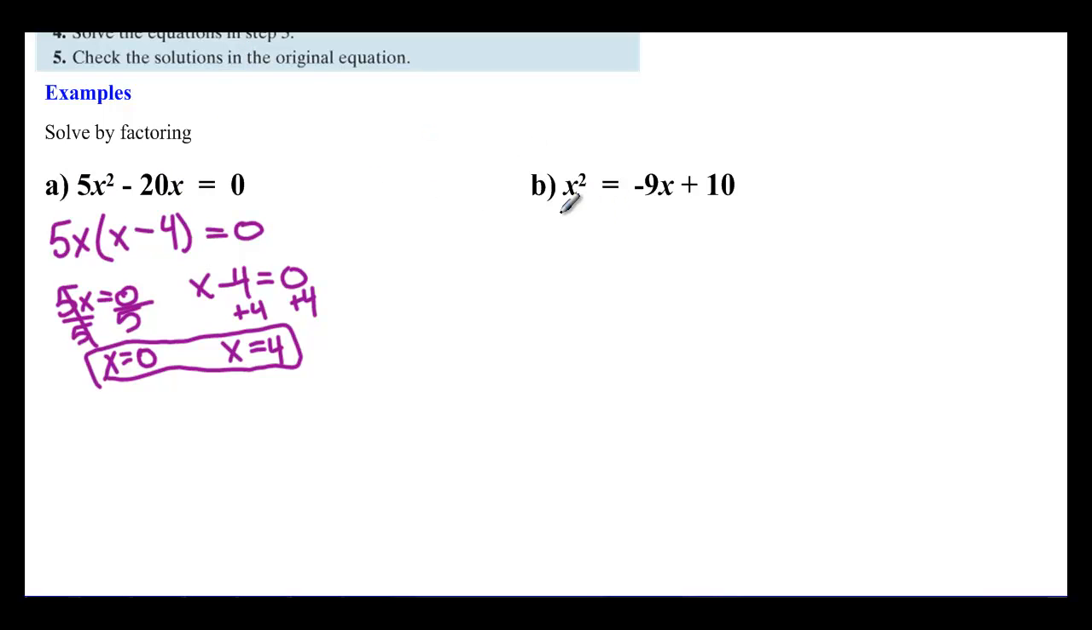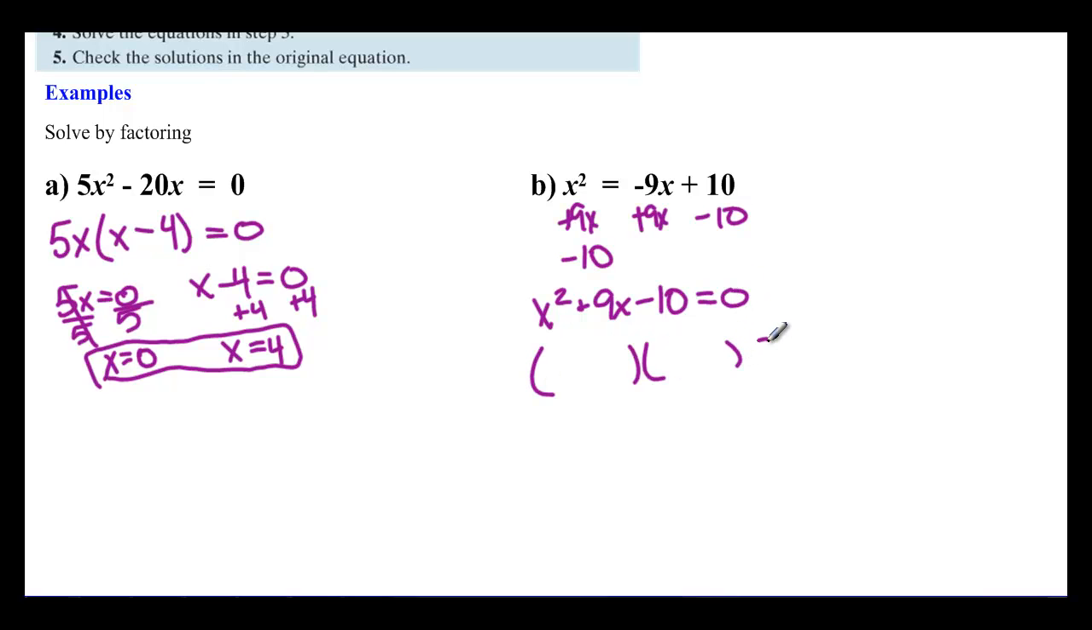So 80 minus 80 will give us 0. For b, we're going to have to go through and move everything to one side first, since we're factoring to solve. So we're going to add 9x to both sides, and we're going to subtract 10 from both sides. So we end up with x squared plus 9x minus 10 is 0.